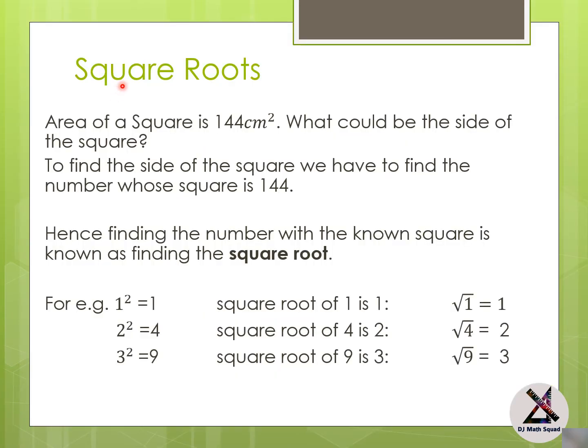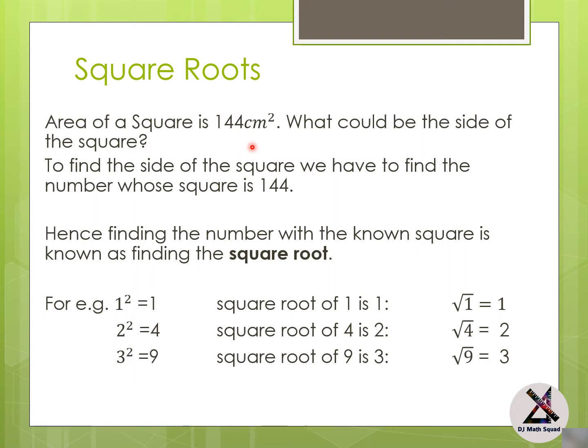The very first thing which we have to understand is the concept of square root. Suppose you are given the area of a square, which is 144 centimeter square, and you want to find out the side of the square. You already know the formula for area of square, which is side into side. We can also call it side square. So what is given to you here is side square is 144, right? So you want to find out what could be the side so that the area becomes 144. It means whose square is 144. This is something which is called square root.